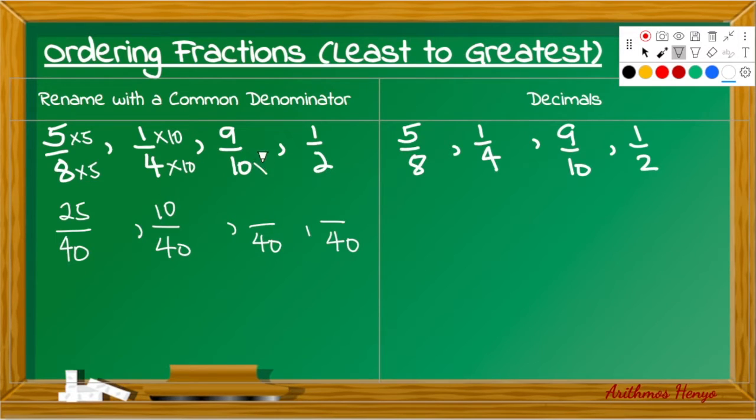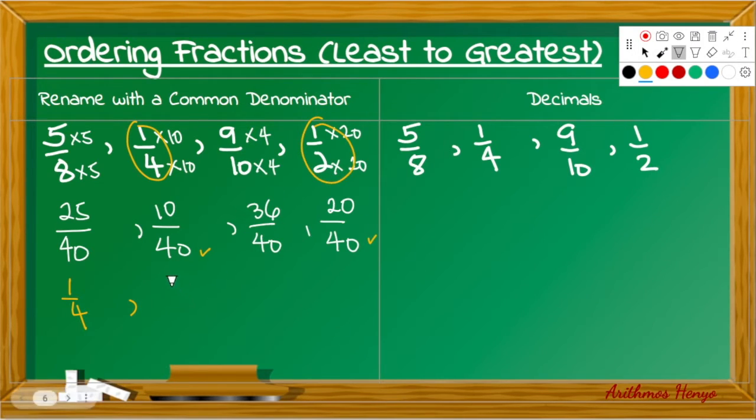40 divided by 10 is 4. 9 times 4 equals 36. And 40 divided by 2 is 20. 1 times 20 is equal to 20. Arrange this from least to greatest. We have 10 over 40 or 1/4. Next is 20 over 40 or 1/2. Then 25 over 40 or 5/8. And lastly, 36 over 40 or 9/10.